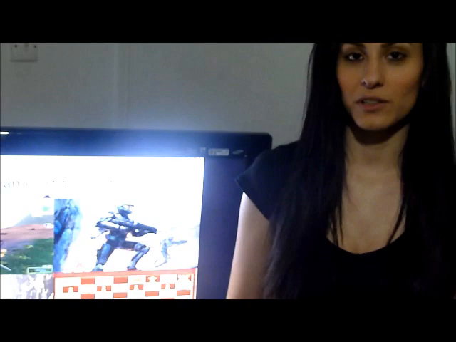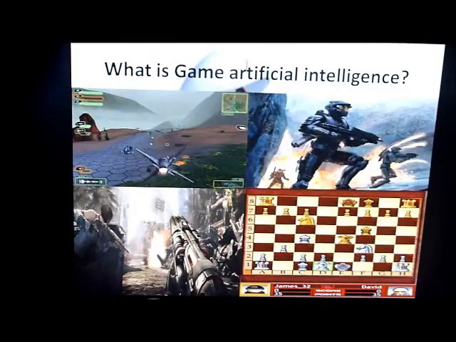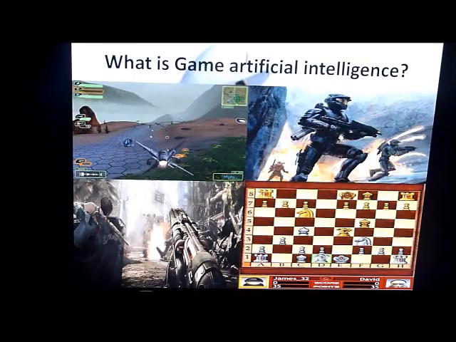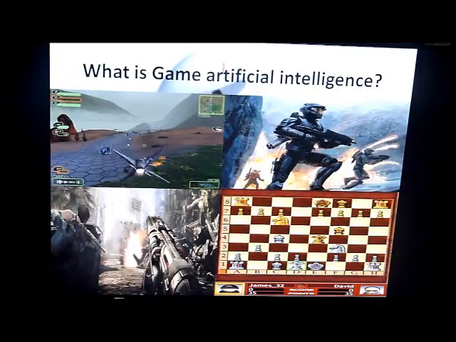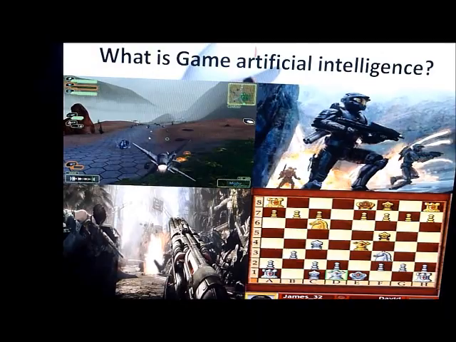Game artificial intelligence refers to techniques used in computer and video games to produce the illusion of intelligence in the behavior of non-player characters. The techniques used typically draw upon existing methods from the field of artificial intelligence. However, the term game AI is often used to refer to a broad set of algorithms that also include techniques from control theory, robotics, computer graphics, and computer science in general. And here you can see some examples of games which are related to game artificial intelligence.